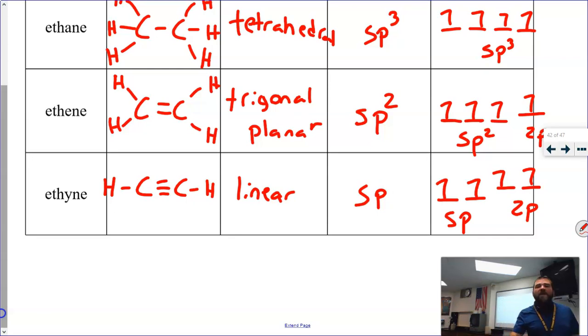Now, why does that matter? Okay, here's what happens. The first bond between the carbons, like in ethane, is a direct overlap of the hybrid orbitals. It's a sigma bond. Okay? The second bond and the third bond between the carbons to make ethene and ethyne is going to occur between the p orbitals. And these are going to be pi bonds.